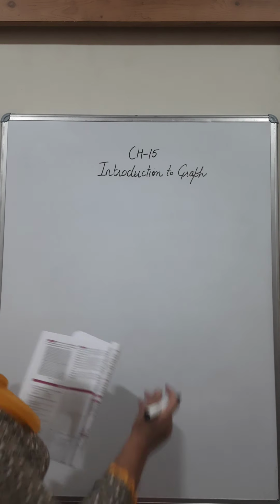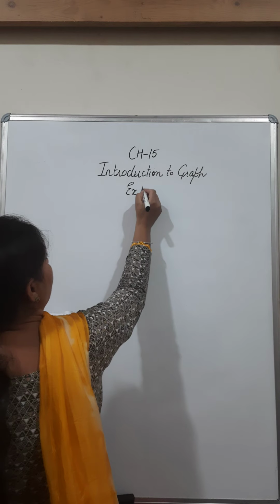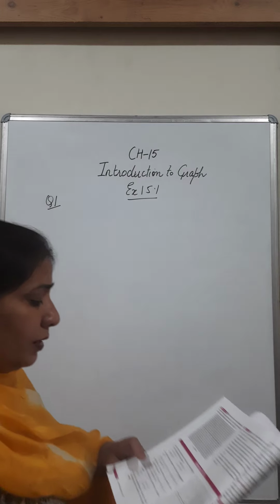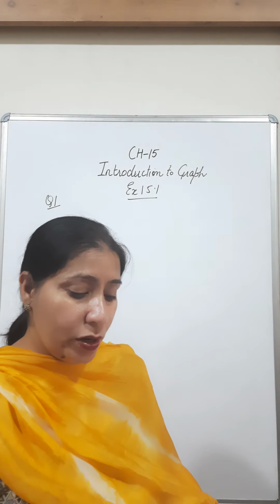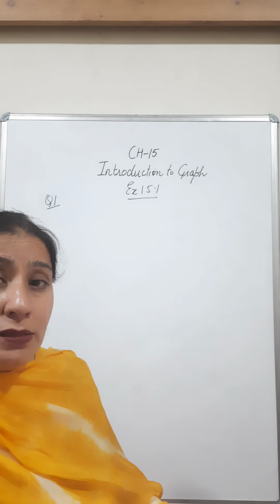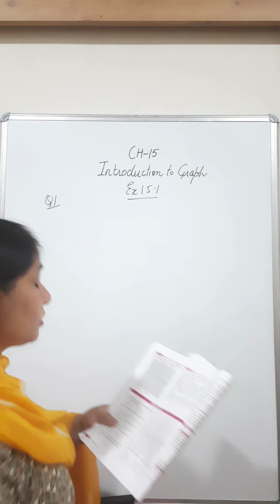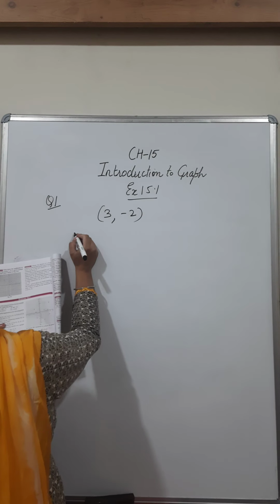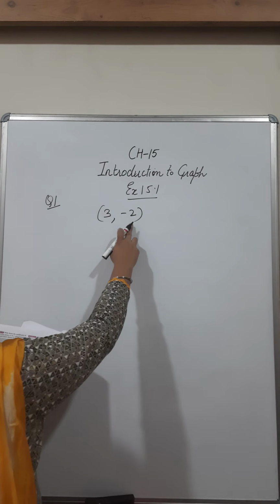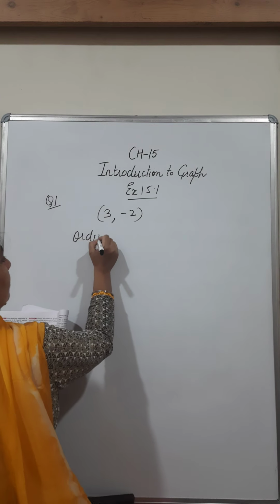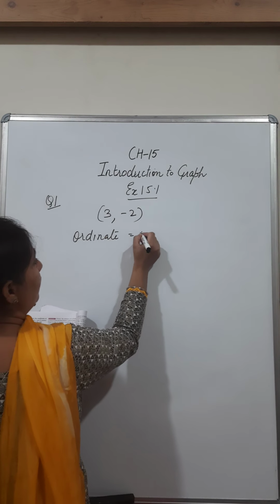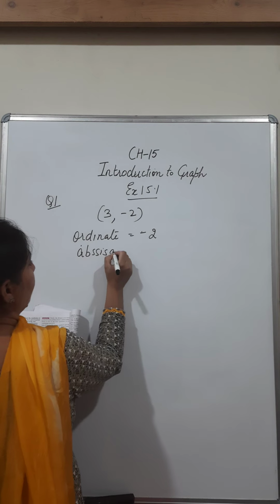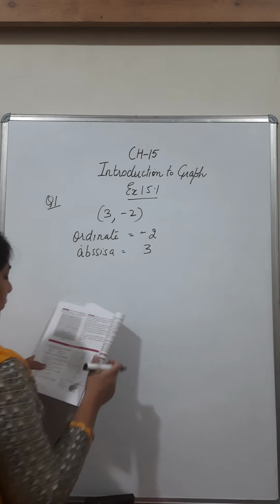Okay beta. So now we're going to start with exercise 15.1. As you can see in the first question of 15.1, it asks you to tell which is the ordinate and which is the abscissa. As we discussed in the introduction video, if I have a point 3 comma minus 2, then the ordinate will be the y, which is minus 2, and the abscissa will be the x, which is equal to 3.